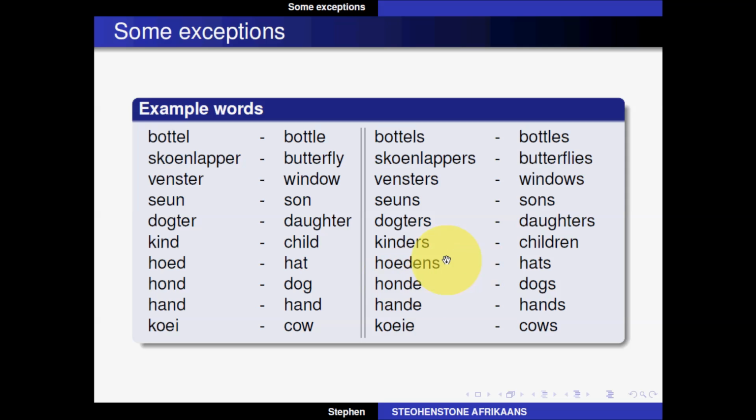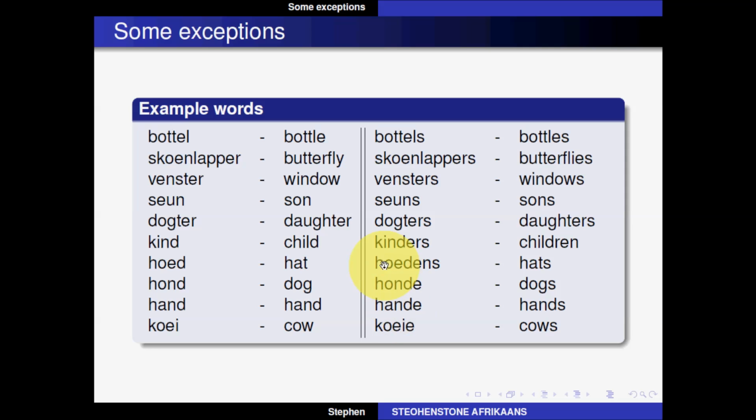For some reason, this word sort of is closer to Dutch than the other words in this ENS attachment. And it's not hoede, but hoedens. The word for dog is hond. Hond. The plural, dogs, is honde. Honde. The word for hand is hand. Same spelling but different pronunciation. Hand. The plural, hands, is hande.